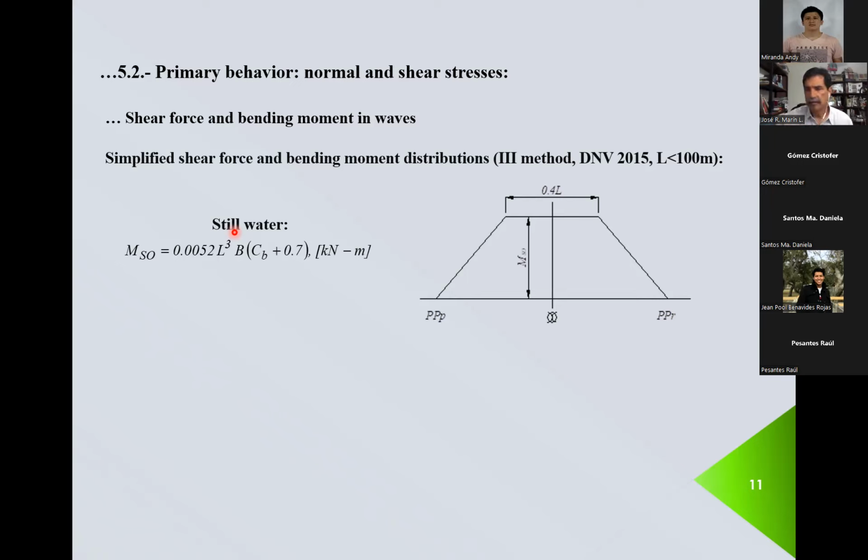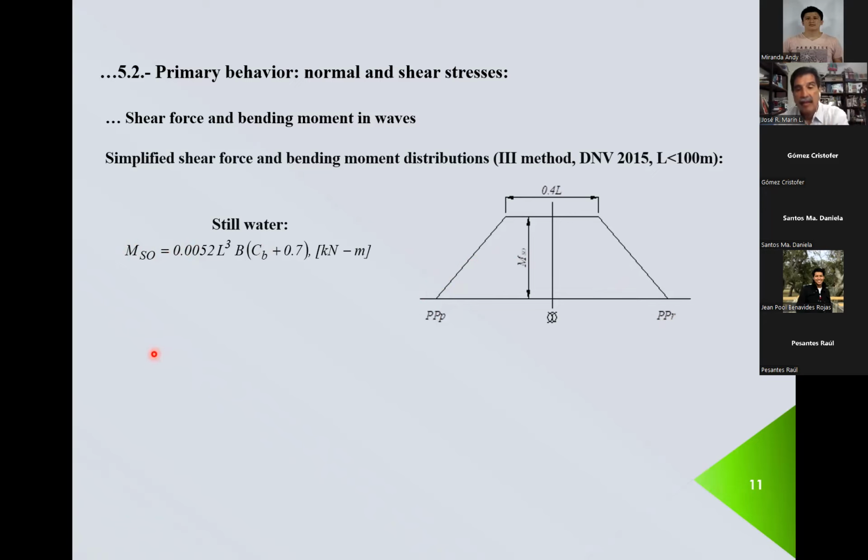Any questions about this? No? You have to be careful because here the signs are very important. Remember, positive sign means that the hull is smiling or is sad. Anybody? According to the convention, it's sad. Yeah, it's sad. So you have to be careful with that. That means that you are like that.